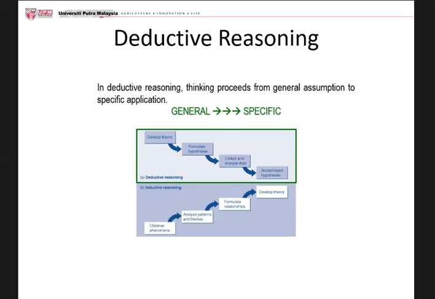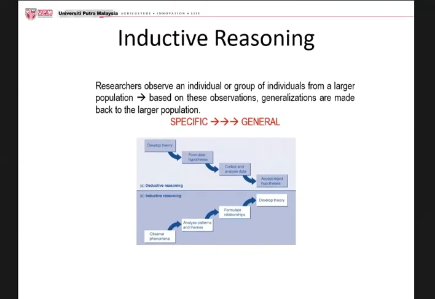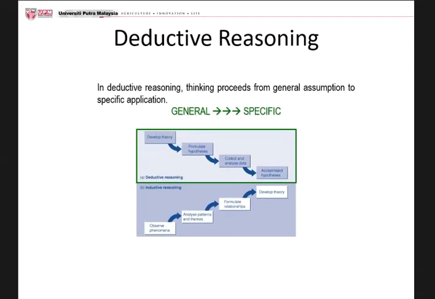So you develop theory, formulate hypothesis, collect and analyze data, and accept or reject hypothesis. That is deductive reasoning. Inductive reasoning is that it comes from specific to general. The previous one is general to specific. You've got a theory. Let's say that force is equal to mass times acceleration. It's a general theory. You apply it to a specific problem.